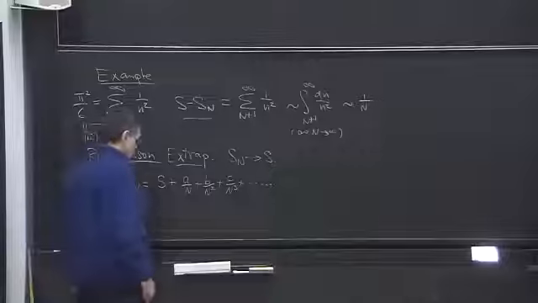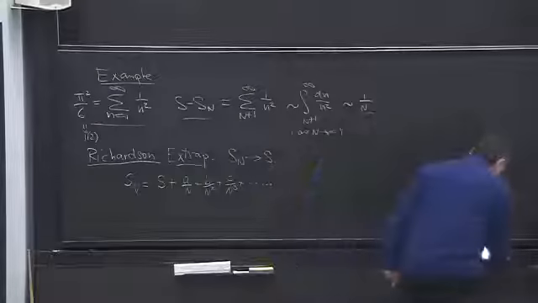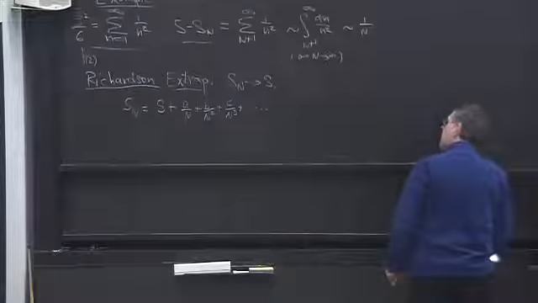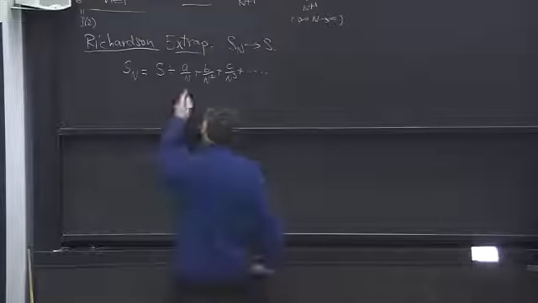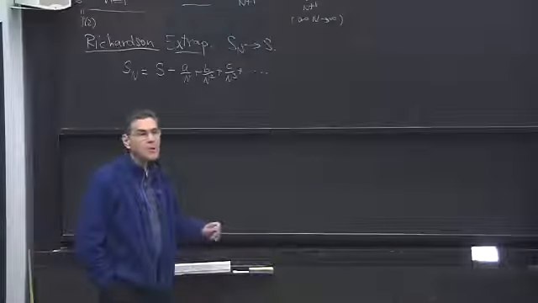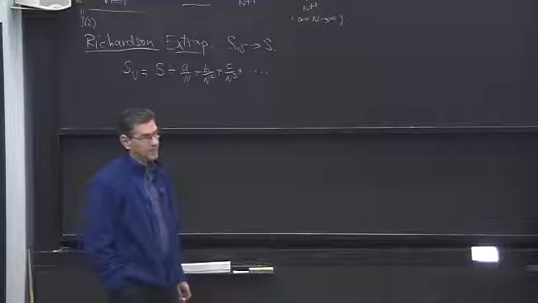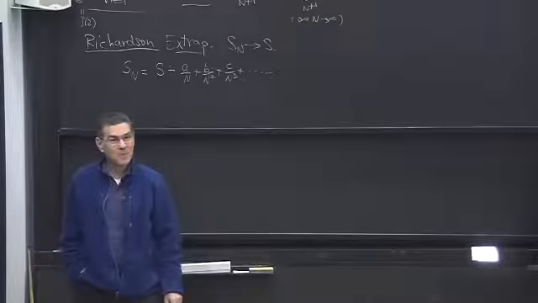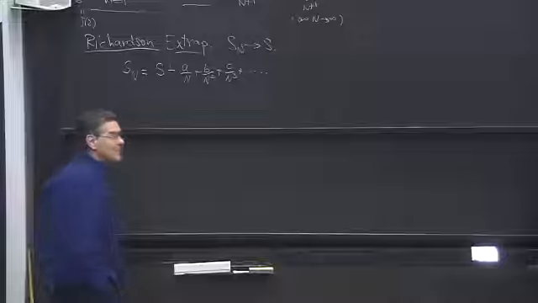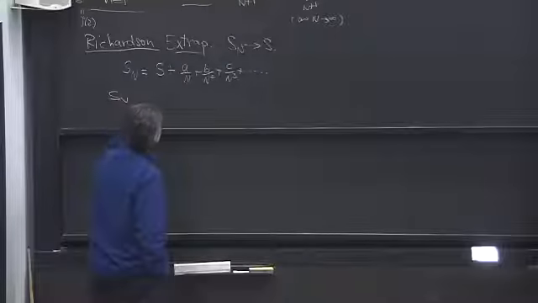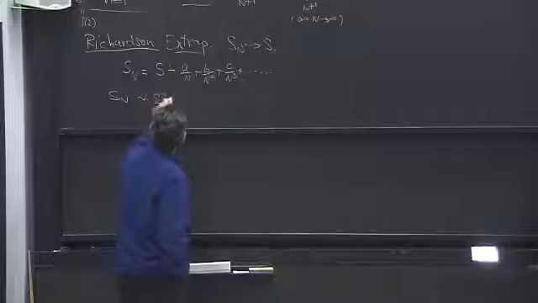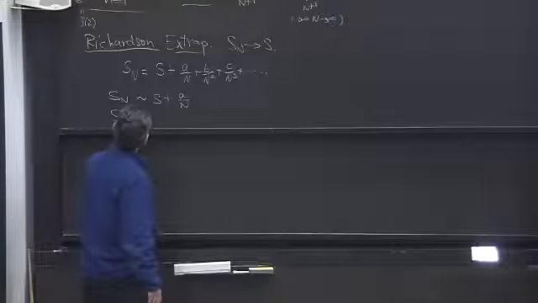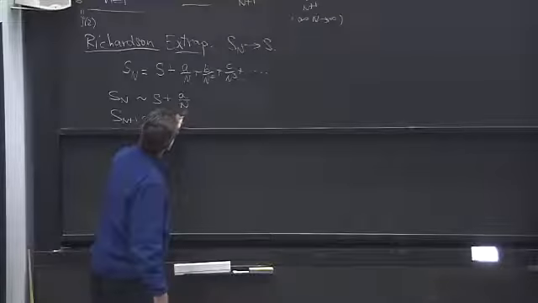The first thing we can do is to say, let's suppose n is very big. If n is very big, then these higher terms don't really matter that much. So that says that S_n is approximately S plus a over n, and also that S_{n+1} is approximately S plus a over n plus 1.